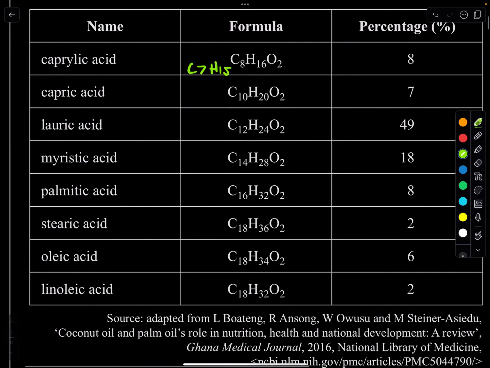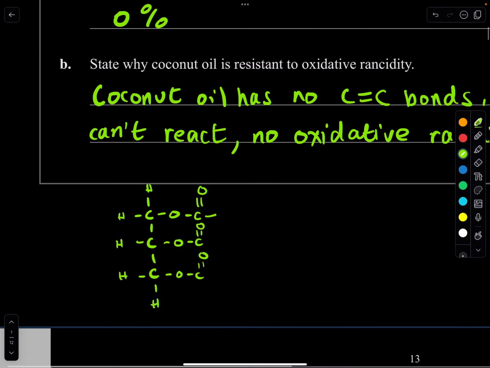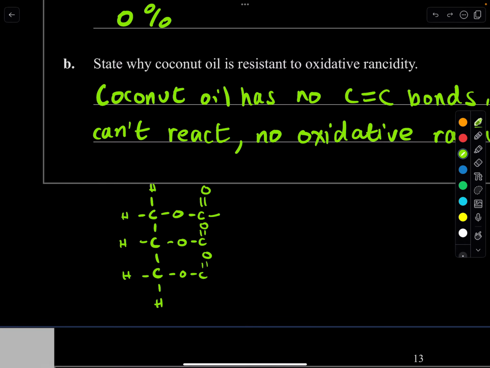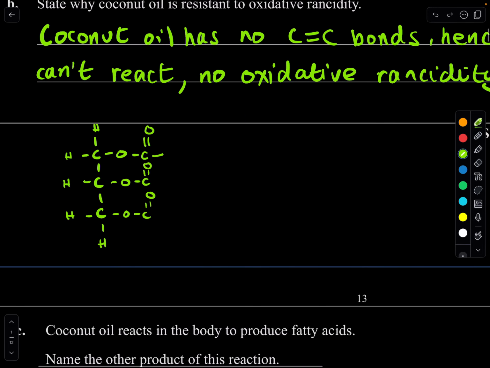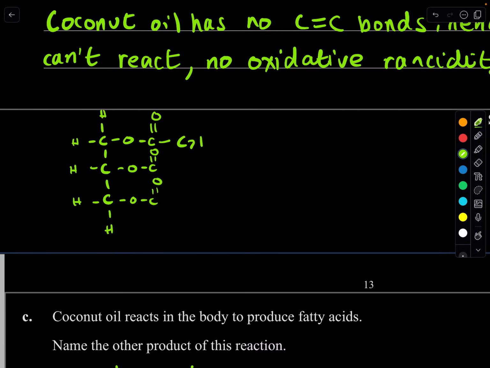So C7H15, because you've already got the 2 oxygens here and 1 carbon, so you need to take it out. And the extra hydrogen would have been taken out with the water. And so, yeah, C7H15, and for all of these it is C7H15. This is what your triglyceride will look like.